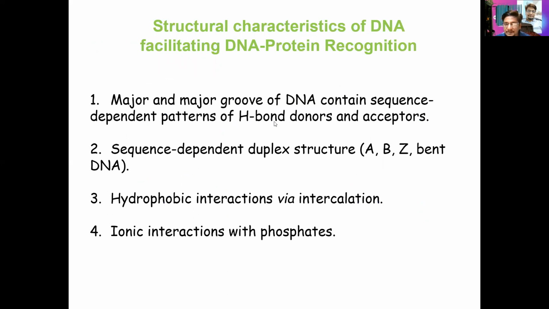The major and minor groove of the DNA contain the sequences, or those bases, which have the hydrogen donor and the acceptor, and the sequence-dependent duplex structure as per the kind of major groove and minor groove form that is going to be present. And the hydrophobic interaction is basically going to happen via the intercalation, and the ionic interaction will be because of the phosphate. If I make it very clear, then one base is going to stack over the other. This leads to the hydrophobic interaction. So sequence matters.